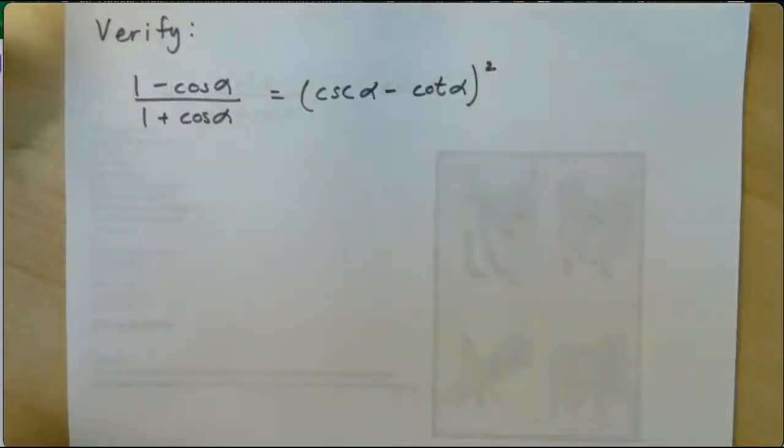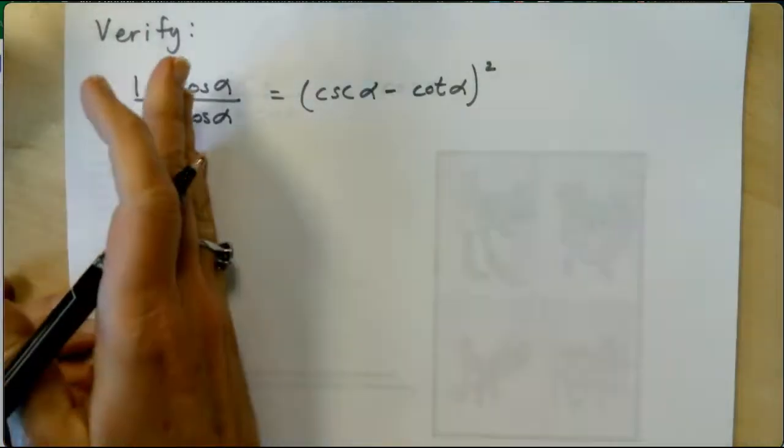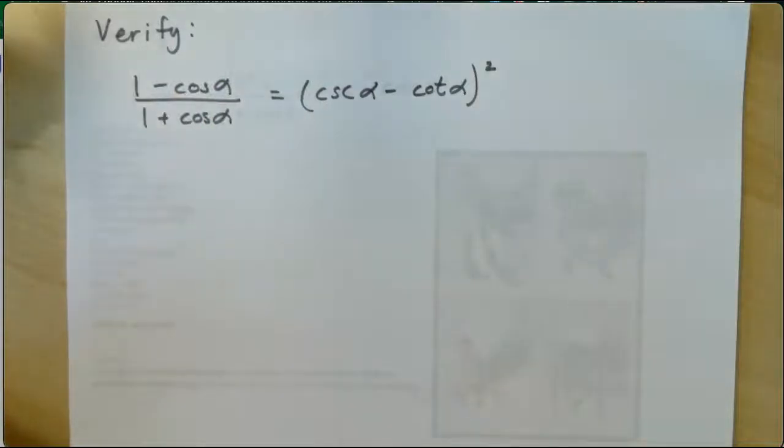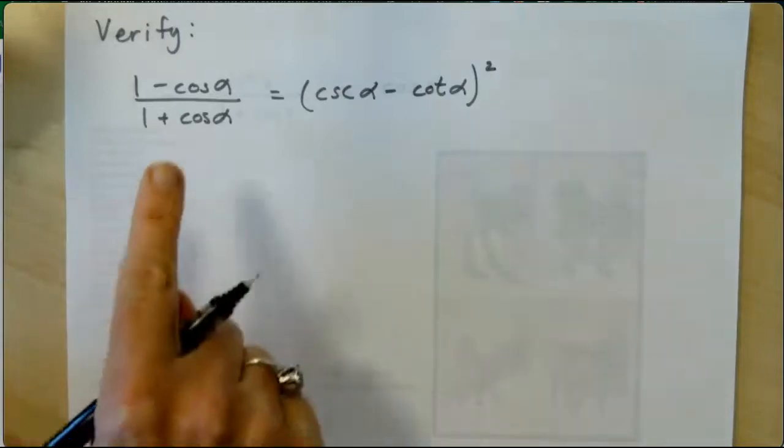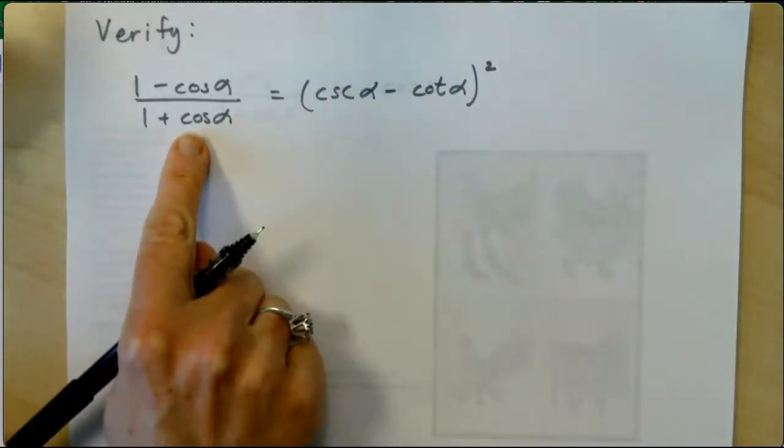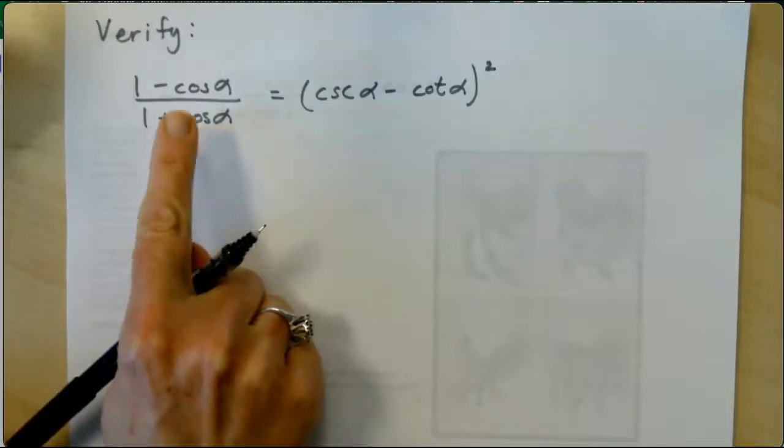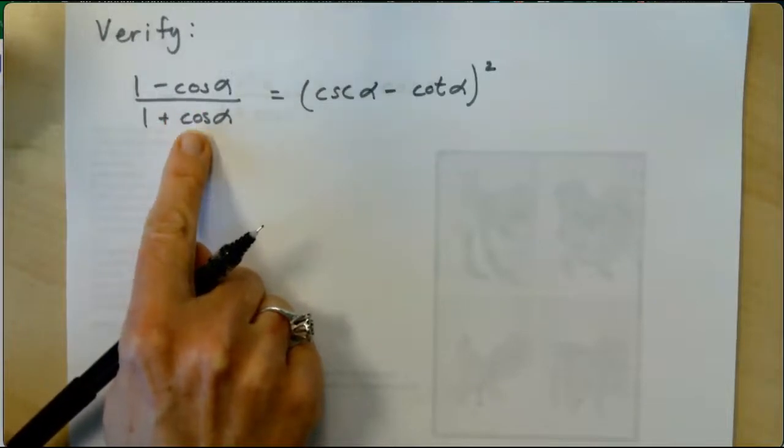We are reviewing for our Trig chapter test, and we are going to start with a verification. Remember, we have a left side and a right side, and you just need to make a plan and then work the plan. So the first thing I'm going to do is I am not going to touch the left side because it does appear to be the simpler side.